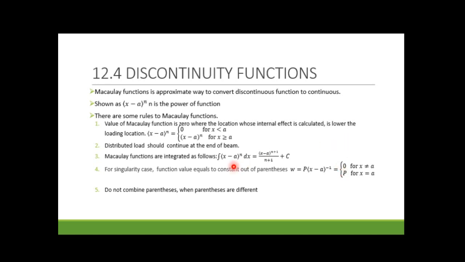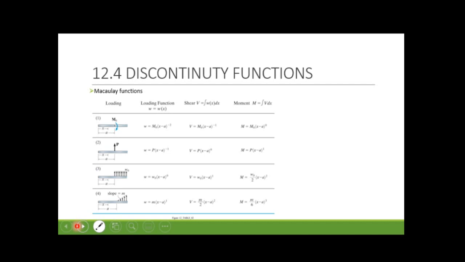Also, don't forget not to combine and not to open these parentheses when the parentheses terms are different. For example, if we have x minus 5, and also x minus 2, we don't open and don't combine. We always solve these values separately, okay? It is extremely important. If we combine, we can make a mistake. This is the table of the Macaulay functions. When we are solving Macaulay functions, we have to apply these tables. You can see every detail available in them.